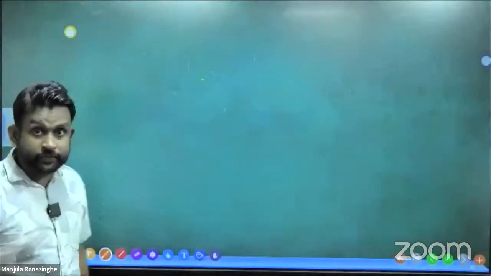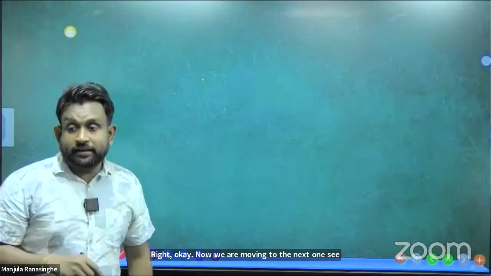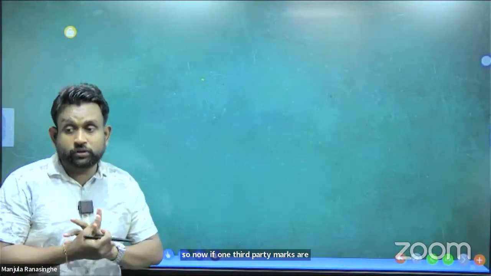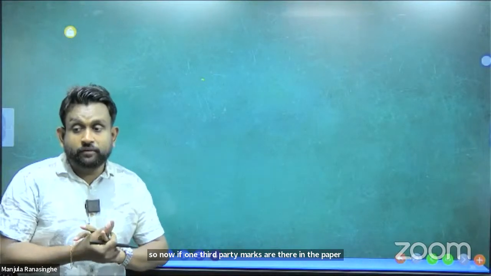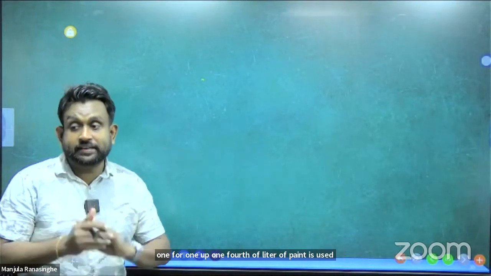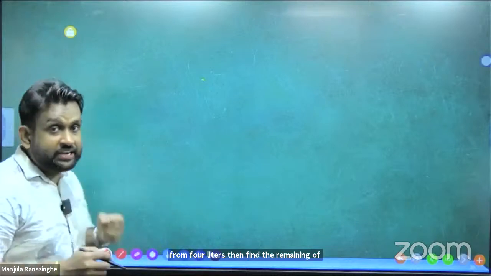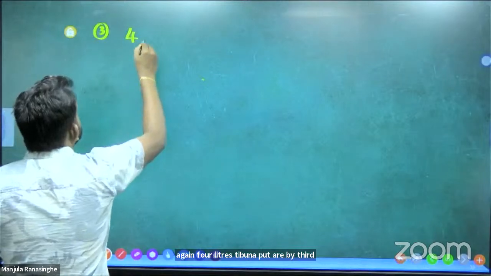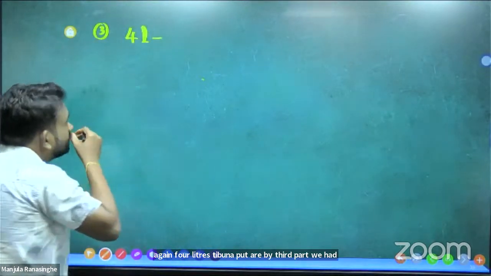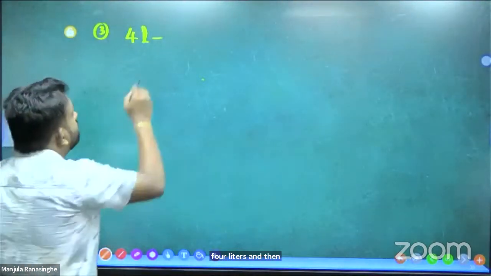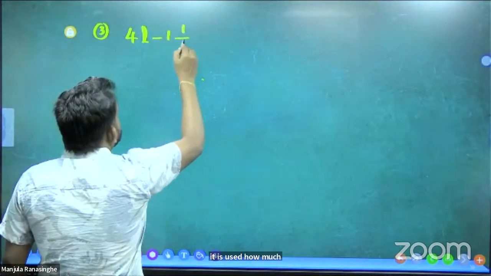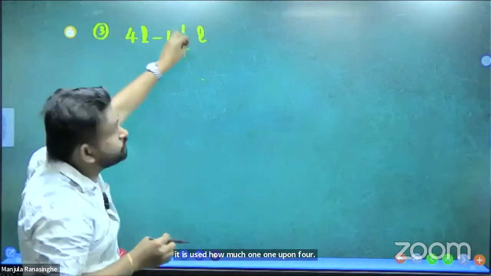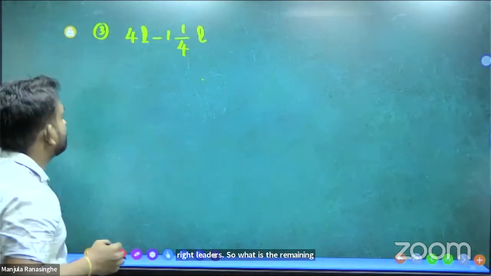See everyone. So now, marks are there in the paper. 1 upon 4 of a liter of paint is used from 4 liters. Then find the remaining paint. Again, we had 4 liters, and then it is used how much? 1 upon 4 liters. So what is the remaining? From here you have to subtract this one. Right.